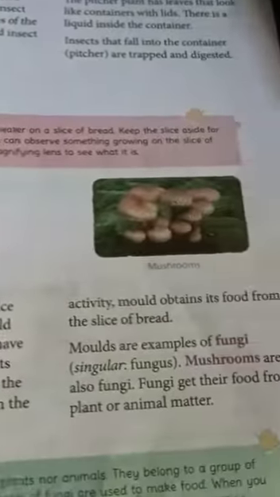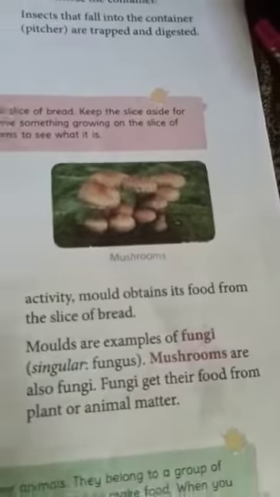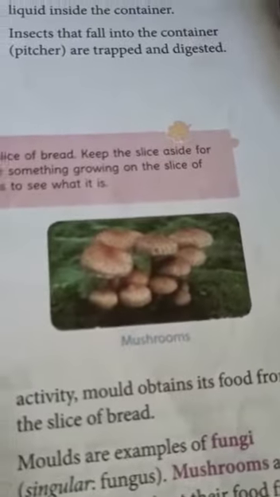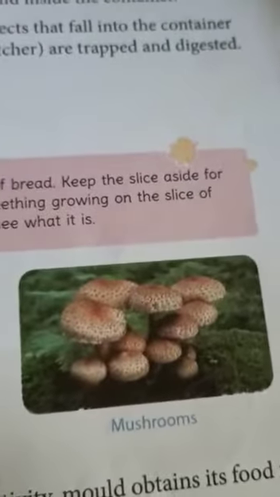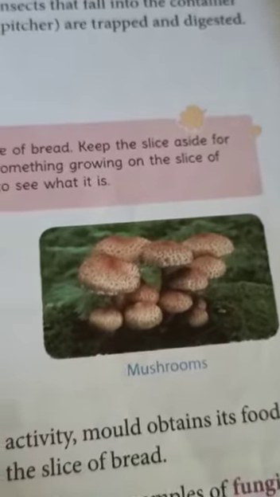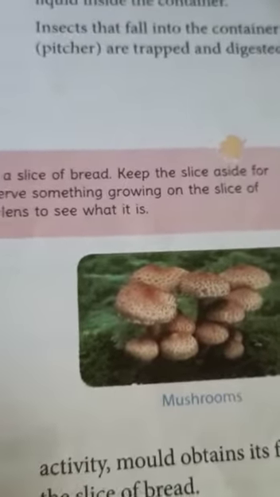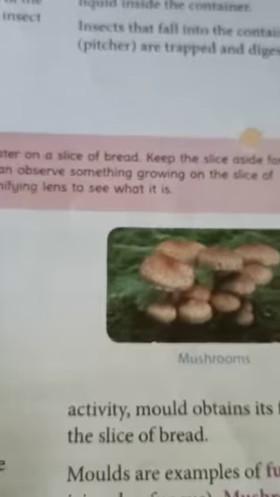Another example of fungi is the mushroom, as you can see in this picture. Mushrooms are also fungi. We can see these mushrooms mostly in moist areas. In our homes also we can sometimes see mushrooms. They grow on tree barks or in moist areas. So this is one example of fungi. Fungi or mushrooms get their food from plant or animal matter.